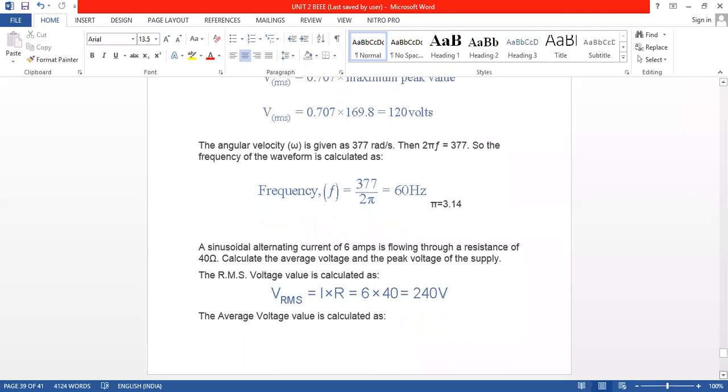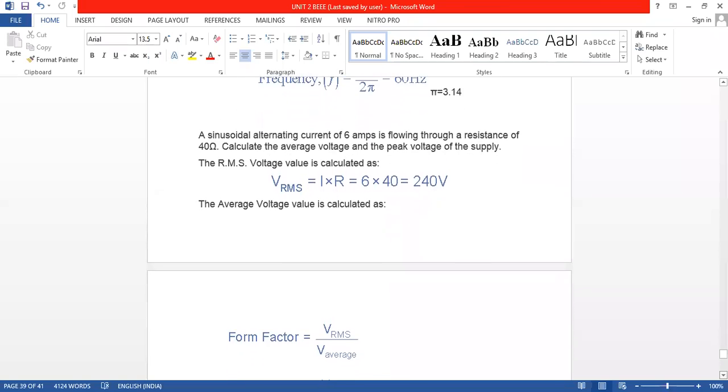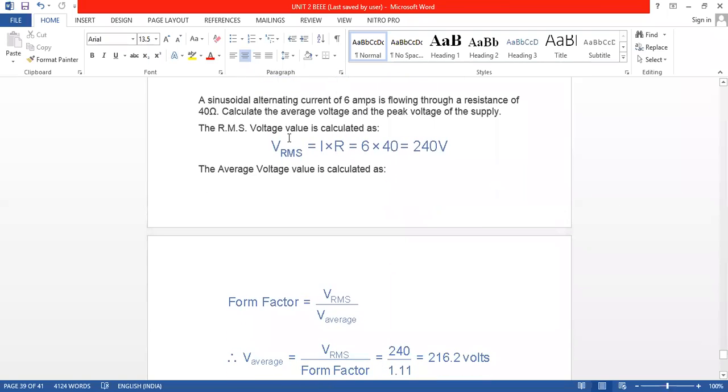Now come to the next problem. Observe carefully. A sinusoidal alternating current, or AC current, or sine wave, of 6 amperes is flowing through a resistance of 40 ohms. That means 6 amperes current is flowing through the bulb. The bulb's opposition is 40 ohms. Calculate the average voltage and peak voltage.